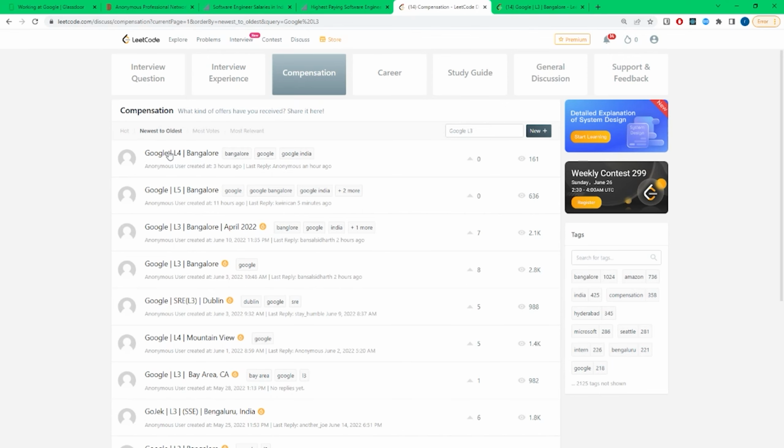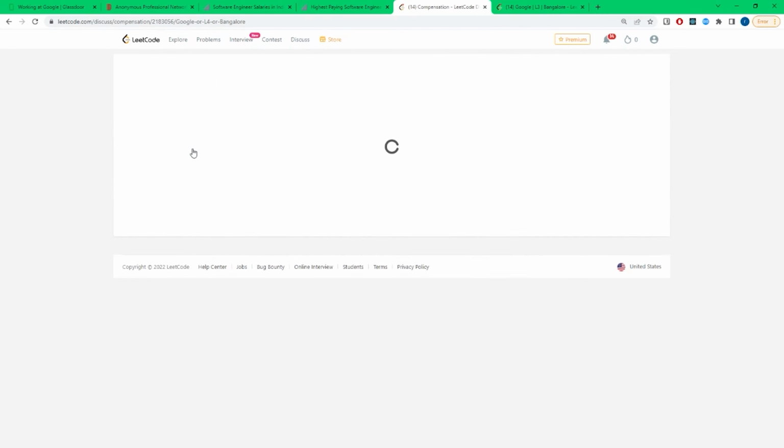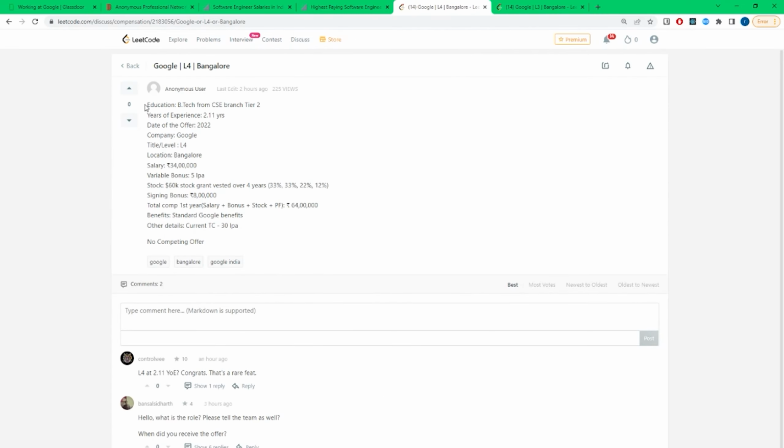So you can click on compensation and you can simply search for the company that you're trying to search for. Let's say you want to look at L4 for Bangalore. So you can click on this, and there's a good format that LeetCode has decided. Not everyone follows it, but most of the people do follow it. So you can see how many years of experience they have, what's the date of the offer, the company, and especially the stocks, and how much stock they can get over a period of 4 years. So you can see the yearly compensation is 64 lakhs. So this is a pretty good offer, personally speaking.